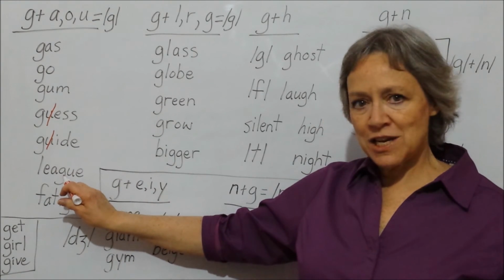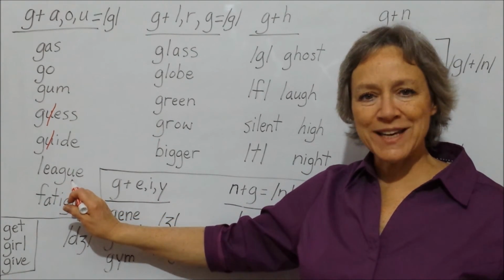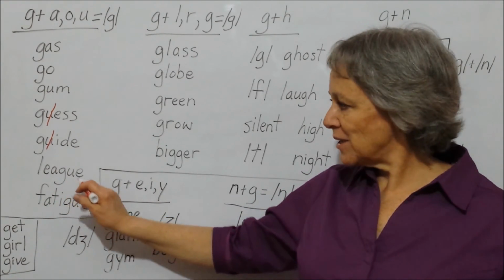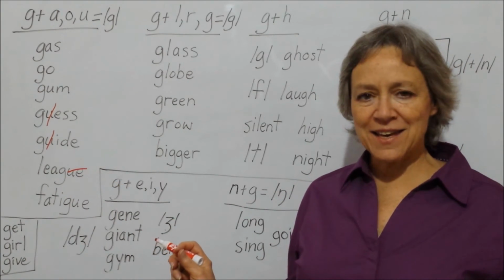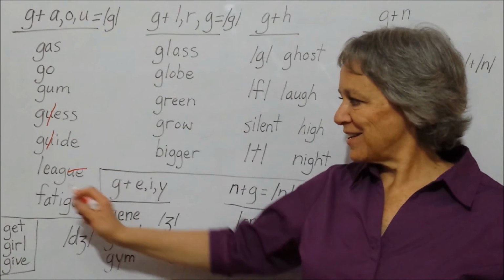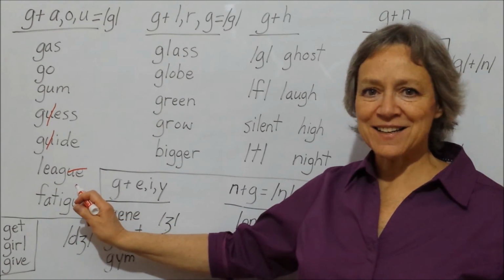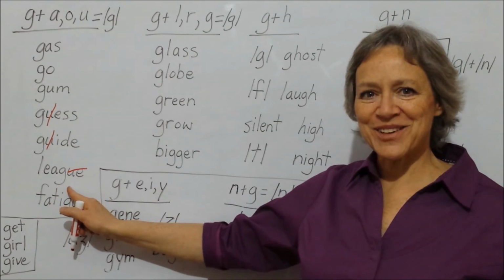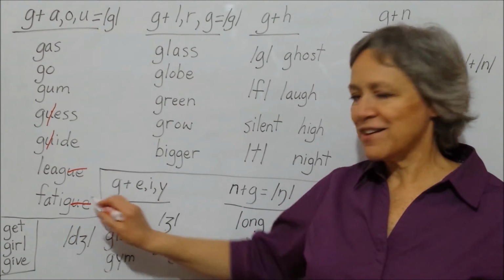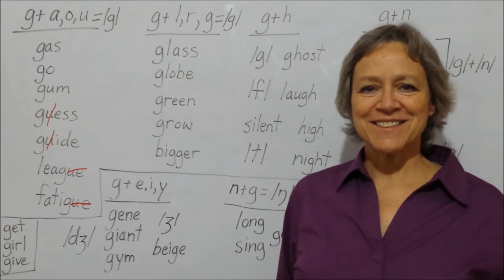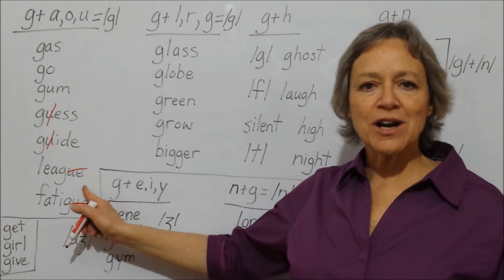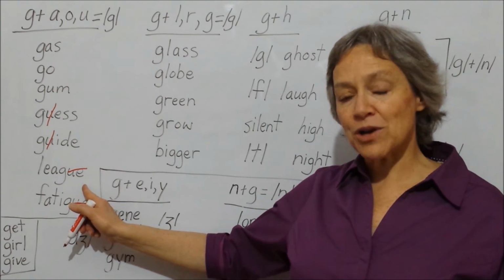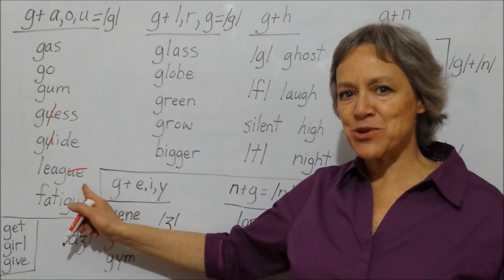When G is followed by UE at the end of a word, usually both the U and the E are silent. This is league, but we hear the G, okay? And fatigue. And I did give you an exception to this rule with the word argue. With the word argue, we do hear the U sound.